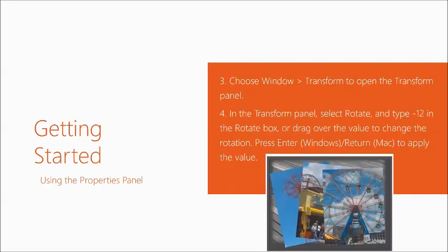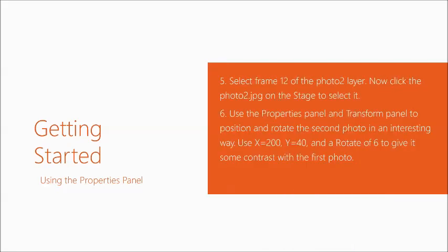Now choose Window, Transform to open the Transform panel. In the Transform panel, select Rotate and type 12 in the rotate box, or drag over the value to change the rotation. Press Enter for Windows or Return for Mac users to apply the value. Then select now the frame tab of the Photo 2 layer.